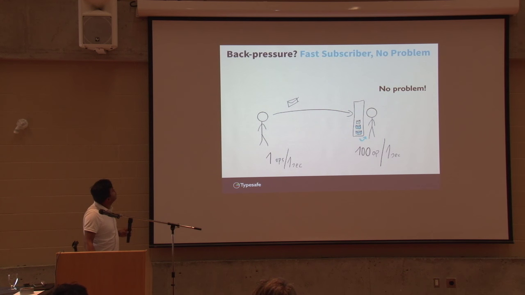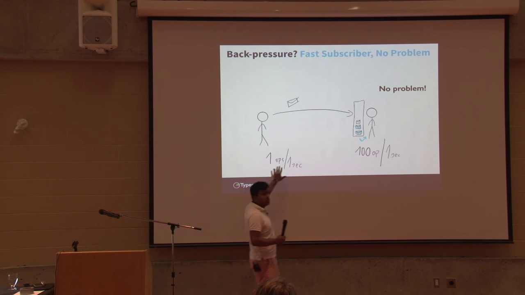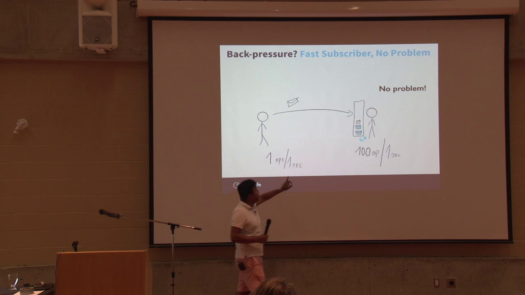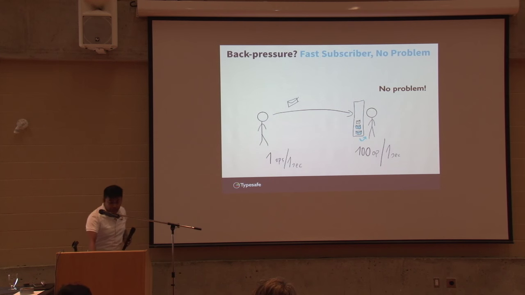So let's say for example, we are revisiting this idea again. If the subscriber is a faster than the publisher, we have no problem, right? This is fine for us. I'm faster than you, so you keep sending me data, I don't care. I mean, I can process them.